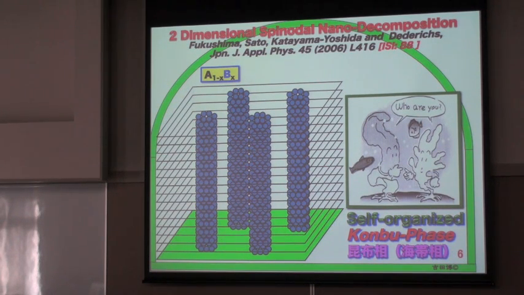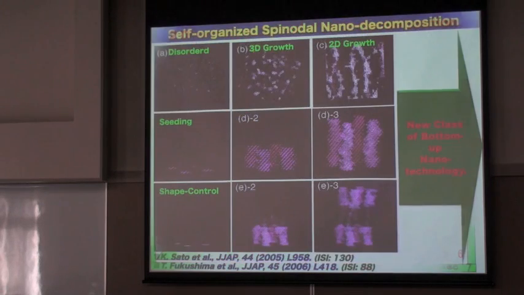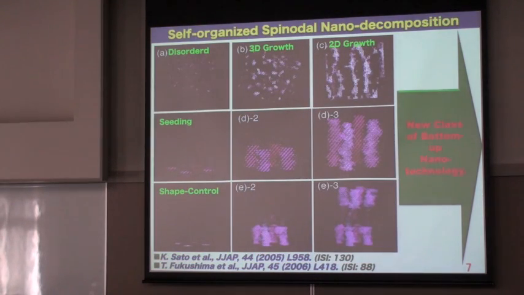Then we can use this kind of spinodal nano decomposition, just controlling. This is a simulation. We can calculate the effective chemical pair interaction between the atoms. Then using the Monte Carlo simulation, you can simulate the crystal growth. This is a completely disordered system. In the low concentration region, with 3-dimensional growth, you can see this kind of small clustering. Then if you grow layer by layer, you can see this kind of 1-dimensional nanowire. This is the so-called comb phase.